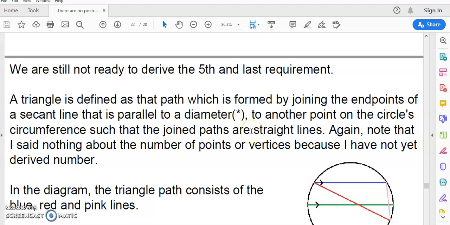And as you can see, we've derived the four requirements plus parallel lines long before the fifth requirement, and we're going to also see that we need to prove some more information before the fifth and last requirement, but I'll save that for the next video.